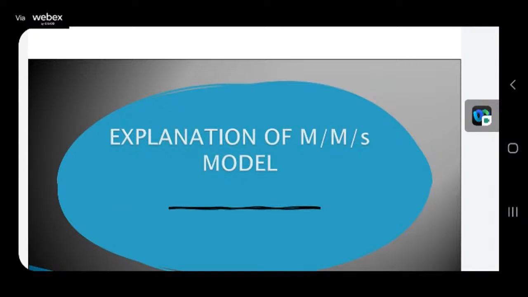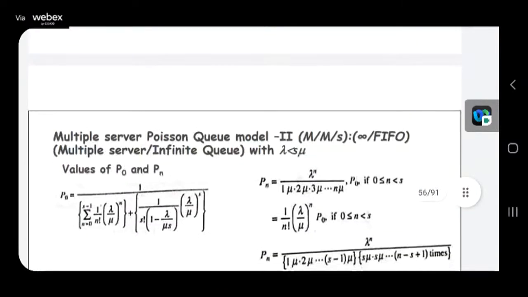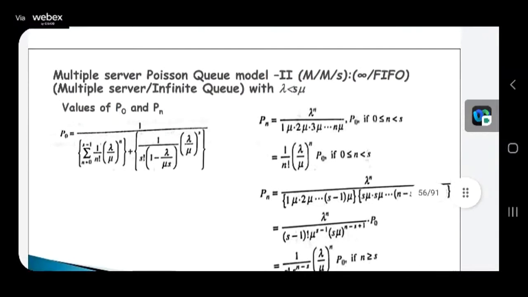So now I'll go with the explanation of MMS. Then what I have to do for 2 server, 3 server, I can make use of the MMS model. Here I'll give the explanation of these terminologies. MM, because you know arrival rate as well as service rate are Poisson distributed, and Poisson distributed is a Markov, continuous Markov chain process. So we use MM.